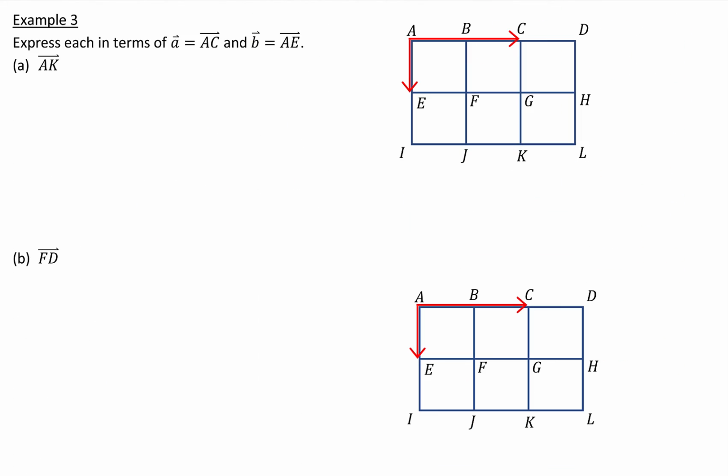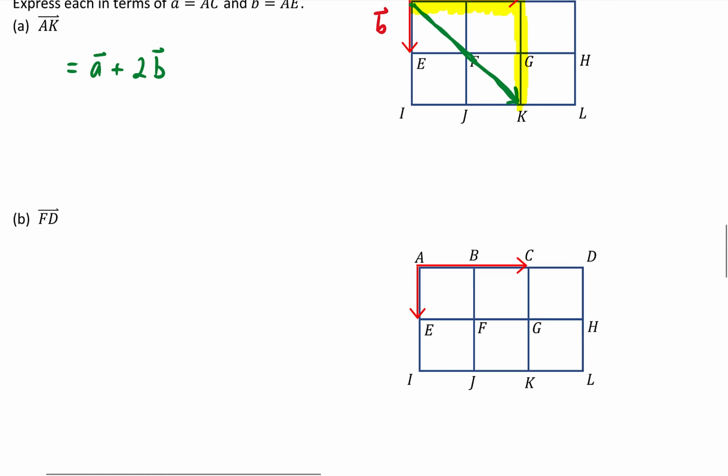Last example. Let's assume that AC is the same thing as vector A, so this is vector A, and AE is the same thing as vector B. I want you to write AK, so here's A to K, is this vector right here. How can we write it in terms of A's and B's only? I could travel vector A, and then I could travel 2 vector B's, and I can get to the point K. And this is what we're looking for. So AK is equal to vector A plus 2 vector B's.